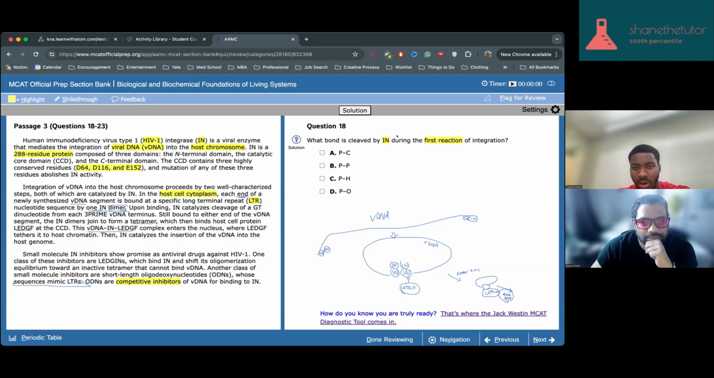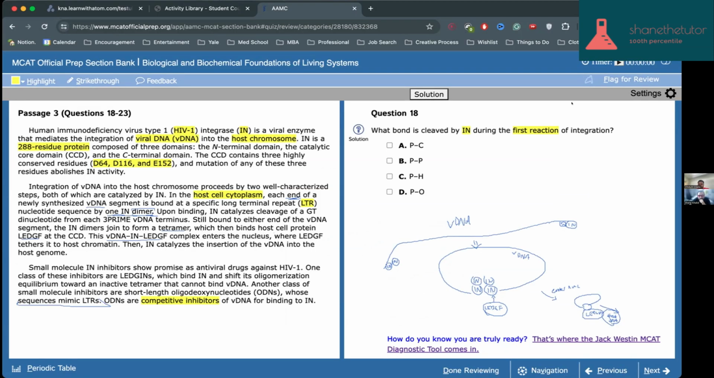Okay. What bond is cleaved by IN during the first reaction of integration? My immediate thought process is to go back to where they first introduced IN as an enzyme. And then I'm thinking of the bonds that bring residues together. So they give phosphodiester bonds, which are typically between phosphates and oxygen.